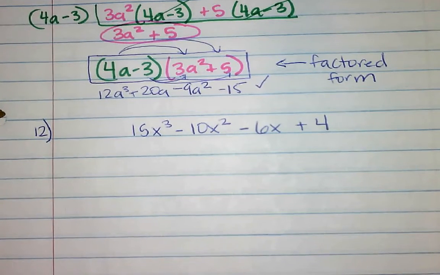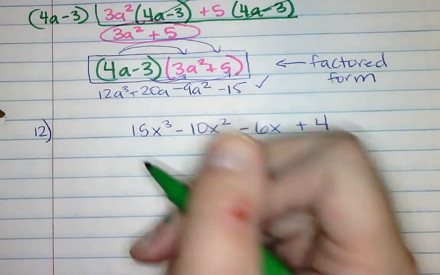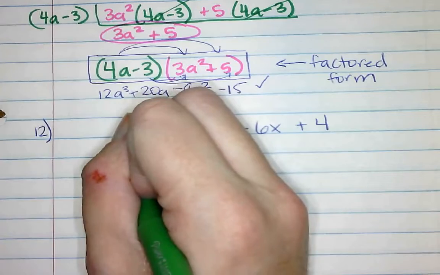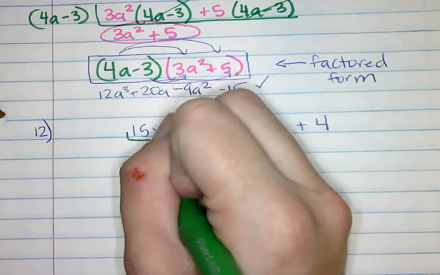Yeah, there's nothing we can take out. So we are going to have to group this one again. So we are going to group this into two separate groups here. So I'm going to say 15x cubed minus 10x squared. Then I'm going to kind of separate it over here into negative 6x plus 4. Y'all good with that?